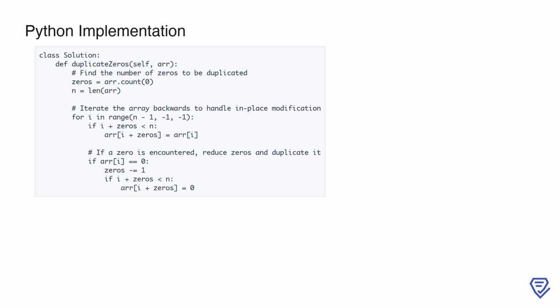By processing the array in reverse, the solution avoids overwriting elements that haven't been handled yet. The algorithm operates in O(N) time complexity, as it makes a single pass through the array, and uses O(1) additional space since all operations are performed in place.